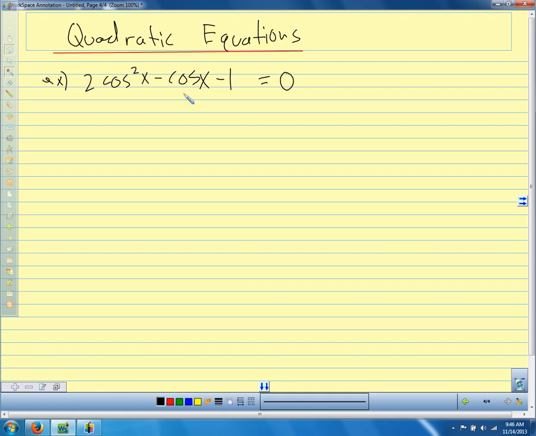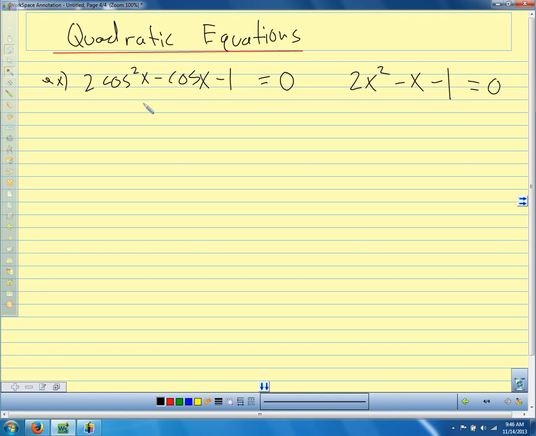Now this one isn't like the last one. We can't pull a common factor out because we have this 1 here. So let me write something else down. Hopefully this will jog our memories. We have to factor. This is just like the equation 2x squared minus x minus 1 equals 0. But instead of x, we have a cosine. We have a cosine squared, a cosine, and a number.